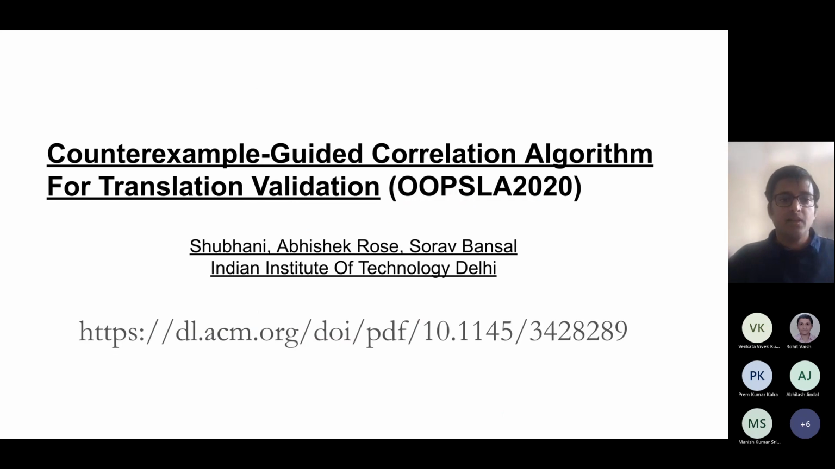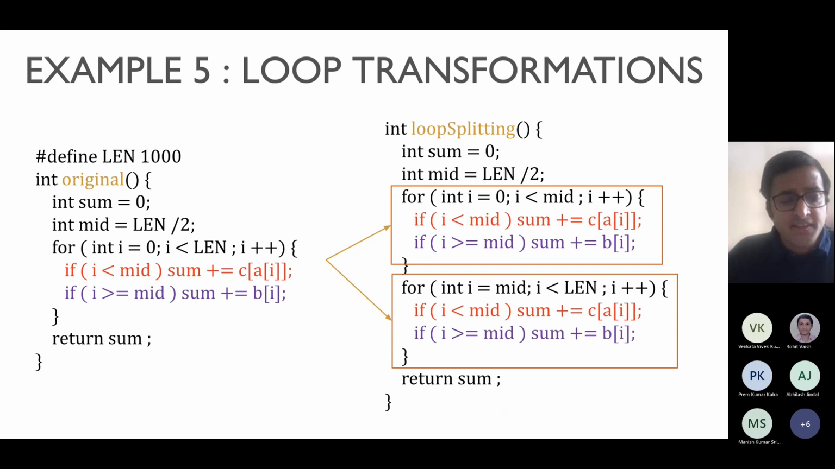proof. So this work is based on work published at OOPSLA 2020, and I'm going to explain it more clearly with more examples now. So consider this example program on the left. Here there is a single program that iterates from 0 to len, and we also have mid equals len by 2. The body of the loop does something different for I less than mid.